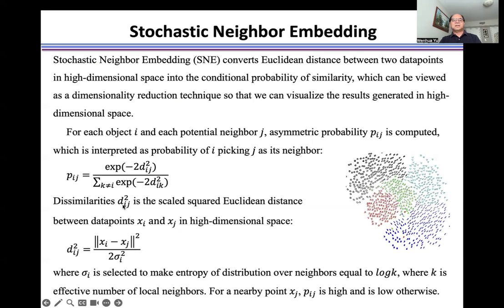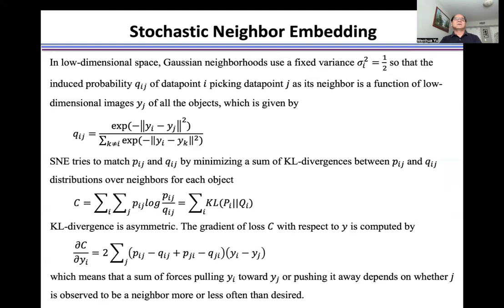The similarity D is a scaled squared Euclidean distance between data points xi and xj in high-dimensional space, where sigma is selected to make the entropy of the distribution over neighbors equal to log k, where k is the effective number of local neighbors. For a nearby point xj, Pij is high, and is low otherwise.